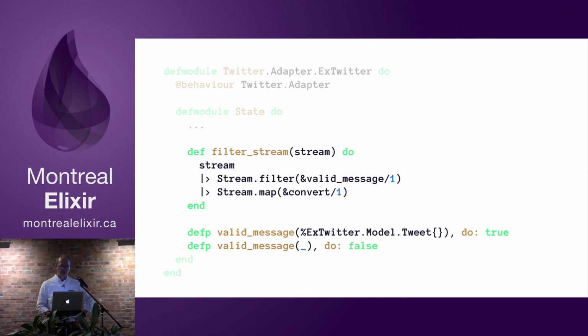So we need to implement the filter stream function. It gets a stream, and this is kind of nice in Elixir. We have stream functions we can use. This one is a filter, so it will only pass through the elements of the stream that are valid. In this case, if it's a tweet that we get in the stream, we return true. Otherwise, everything else, it's false. So when this function exits, it will only return a list of tweets. Everything else will be filtered out. And then we go through the list of tweets and we convert them to our own data struct. All right.